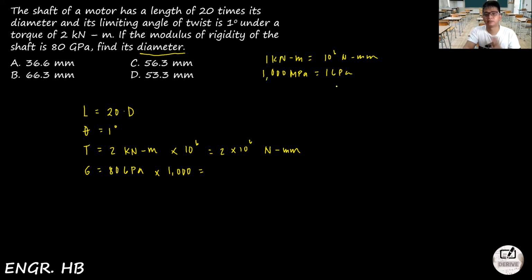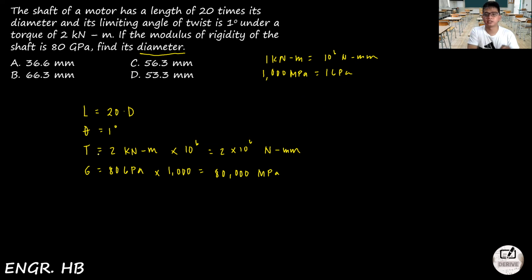So, 1,000 megapascal is 1 gigapascal, and we need to convert it to megapascals because megapascal is newton per square millimeter, no? And we have newton here so that we won't occupy space in the formula later. So it will become 80,000 megapascals. Okay, so we've written all the givens: find its diameter.